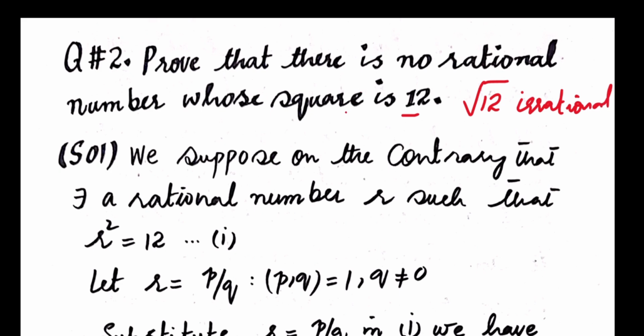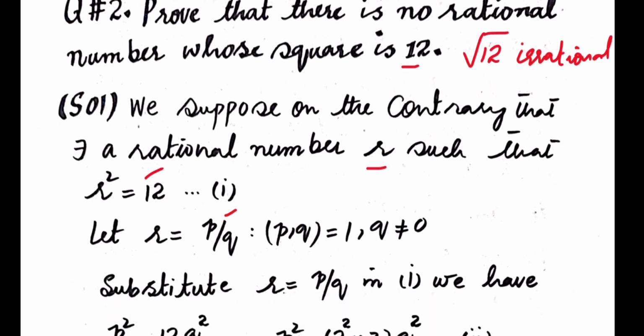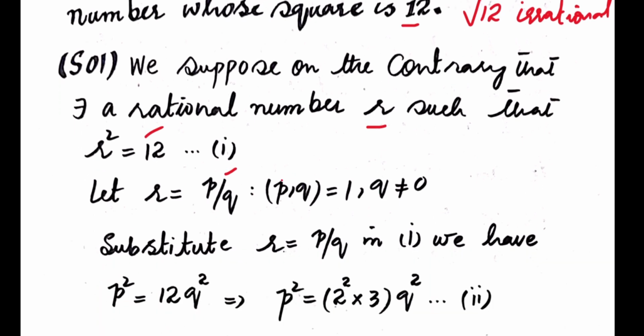We will prove the irrationality of square root 12 by contradiction. So we suppose on the contrary that there exists a rational number R whose square is 12, and let R be equal to P over Q, where R is in its least form. In other words, the GCD, greatest common divisor, of P and Q is 1, which means there is no common factor between P and Q other than 1, and further the denominator Q is non-zero, where P and Q are integers.